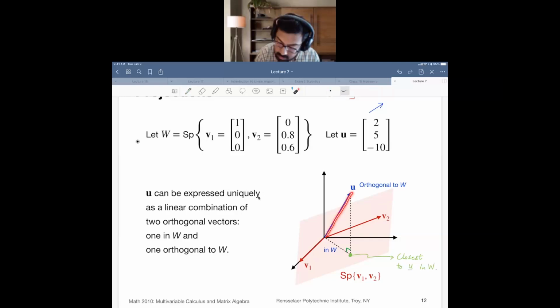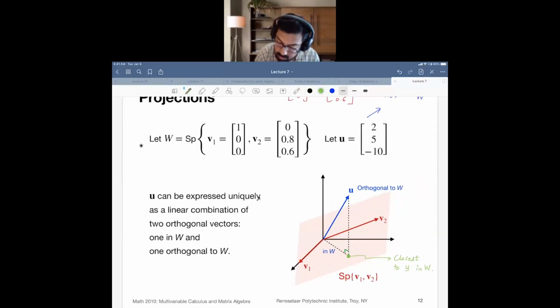So if I have a vector here, I can project this vector onto the subspace, then I get a vector in the subspace, but I need to find the other one, right? So I found this, I need to find this. How do I find that? Well, that is going to be whatever remains, right? So if you take U here and subtract this projection, you get something that is going to be orthogonal to W. So I will write U as the sum of two vectors, W1 and W2, right? And W1 is going to be in the subspace W, which is essentially the projection of U onto the subspace.